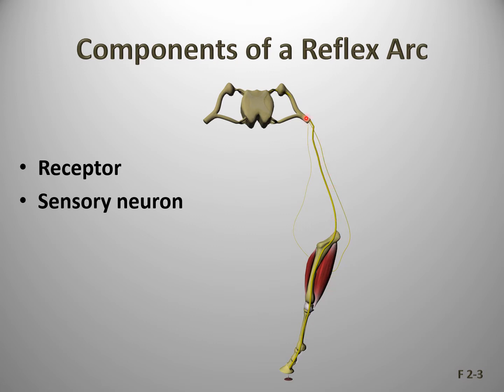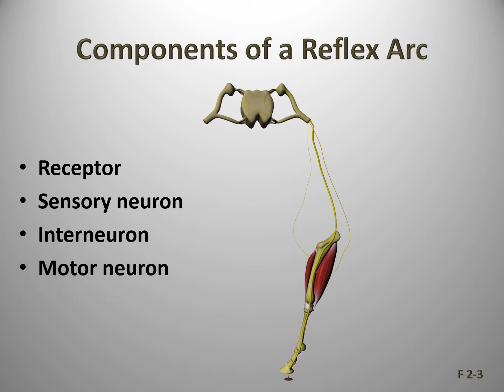This neuron enters the spinal cord through the dorsal root, and this neuron has its body located in the dorsal root ganglion. Then the axon of this sensory neuron synapses within the spinal cord with an interneuron. Okay? Depending on the type of reflex, this interneuron may or may not be necessary.